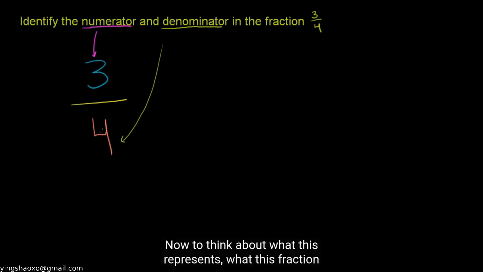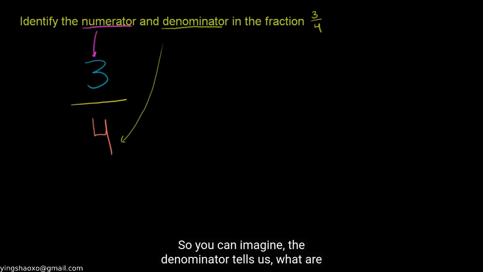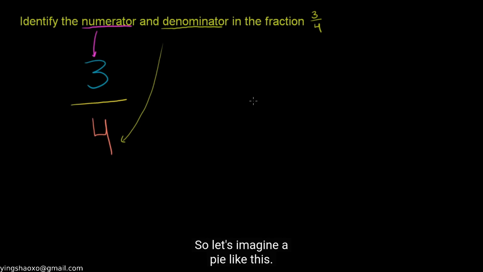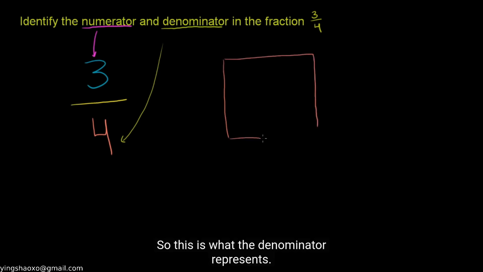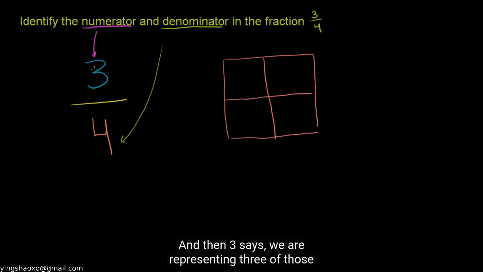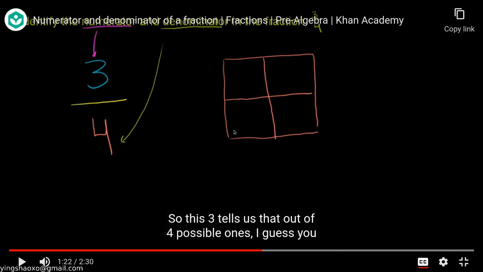Now to think about what this fraction represents, you can think of it as 3 out of 4 pieces of a pie. That's how I think about it. You can imagine the denominator tells us what we are taking a fraction out of, or how many pieces there are. So let's imagine a pie like this. We could draw it as a square pie. This is what the denominator, the number on the bottom, represents. And then the 3 says we are representing 3 of those 4 pieces.